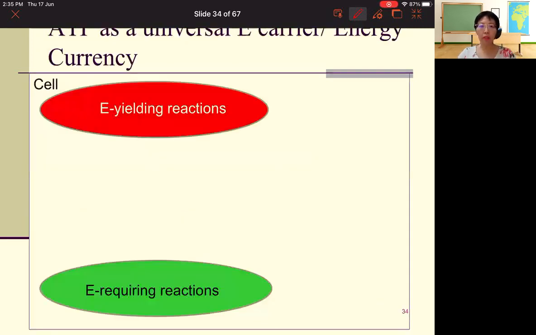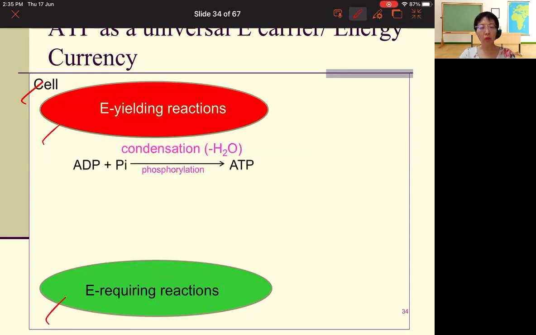Right. So imagine this box is a cell. Inside the cell got many reactions. We divide them into energy yielding reactions and energy requiring reactions. So energy yielding reactions, when they yield, meaning release, the energy will be used to make ATP from ADP and Pi. So this process is called condensation, when Pi is added to ADP.